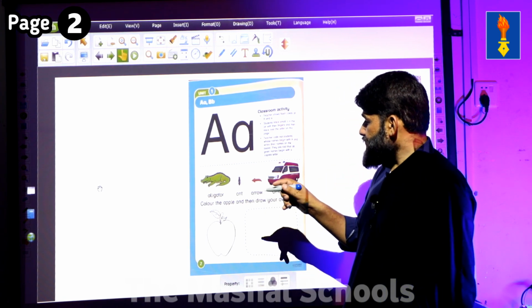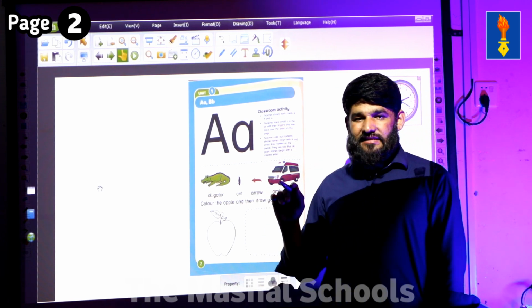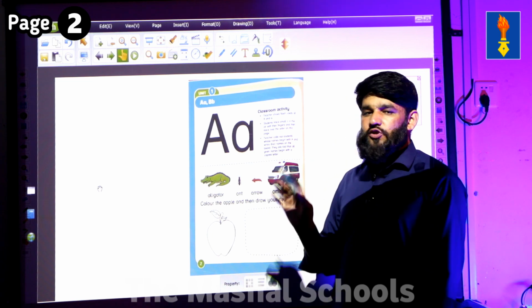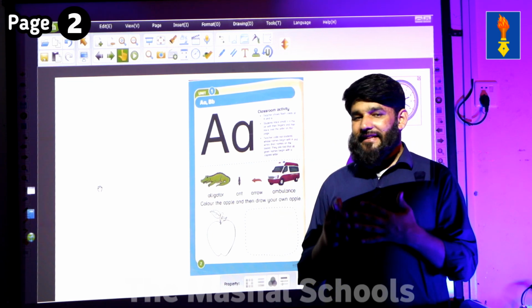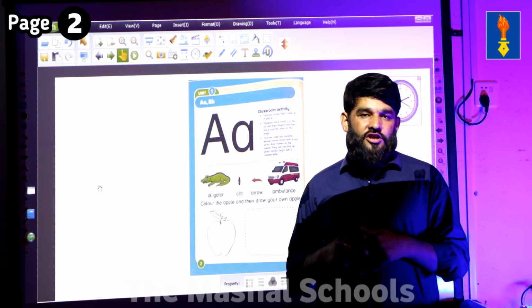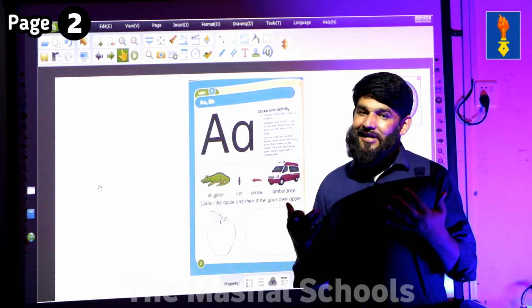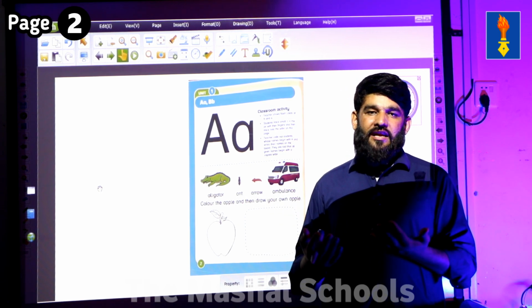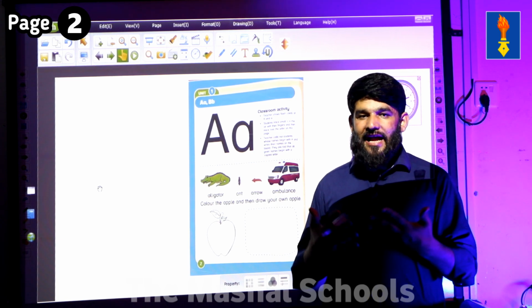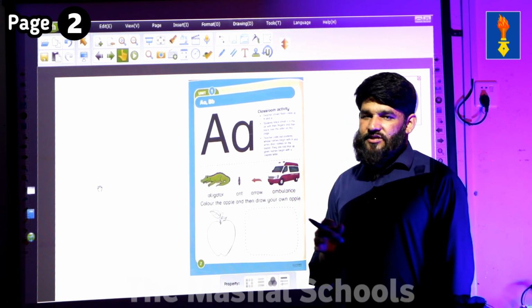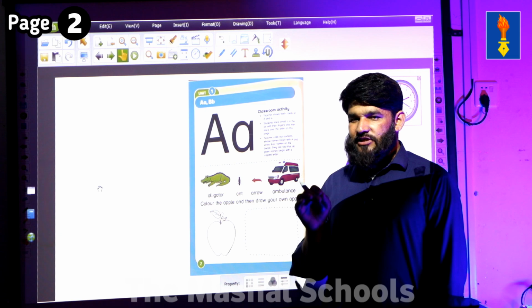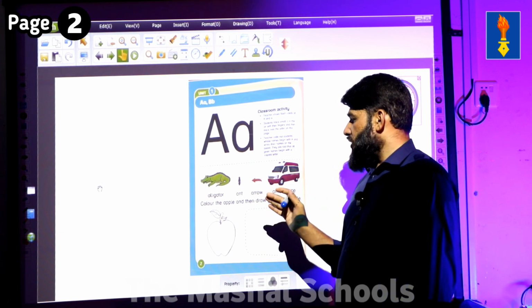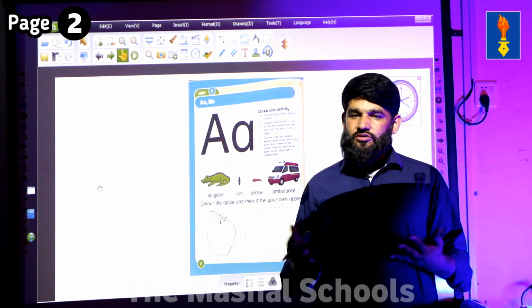Dear students, the first thing we have to understand is which words start with the letter A. For example, if I tell you alligator, the word alligator starts with letter A. Ajmal, the name Ajmal starts with letter A. Along with that, ant, the ant starts with letter A. Arrow, ambulance, and many more things.